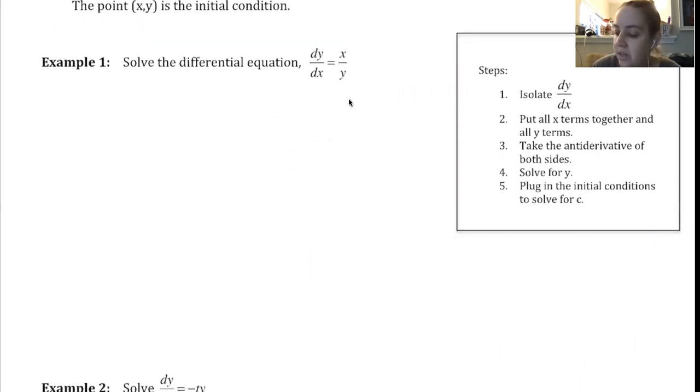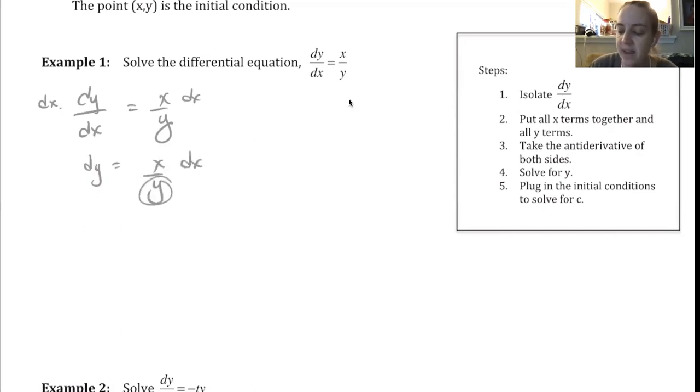So if dy over dx is equal to x over y, you want to get everything on the same side that's the same variable. So I'm going to multiply both sides by dx. So dy is equal to x over y dx. Then I have to get this y to the left-hand side, so I'm going to multiply both sides by y. So y dy is equal to x dx in this case. It's kind of like we just undid a cross multiply problem.